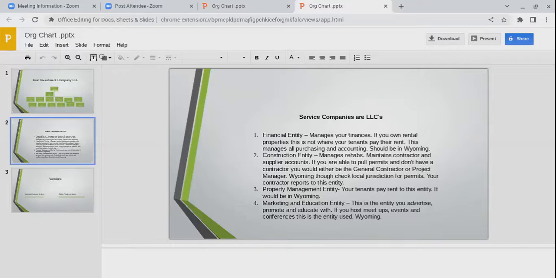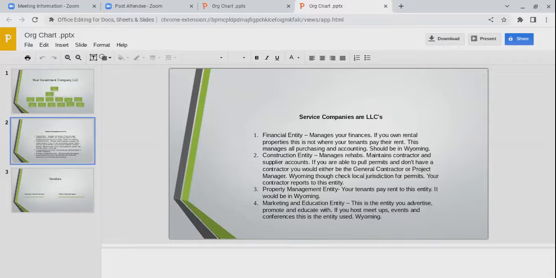You have a construction entity that manages your rehabs, contractor and supplier accounts. You use company CAM for this, your scope of work forms, your draft schedules. If you can pull permits, that's great. But ideally, you're a project manager or you're a general contractor.